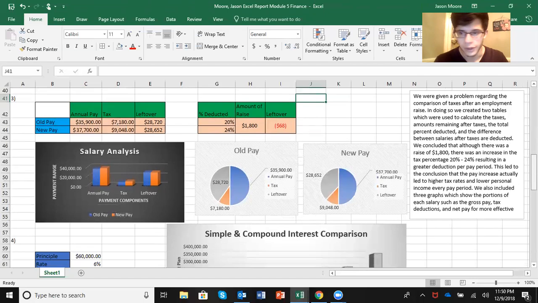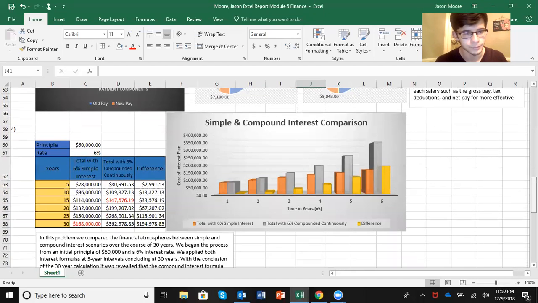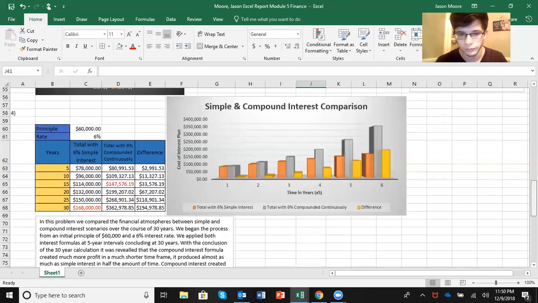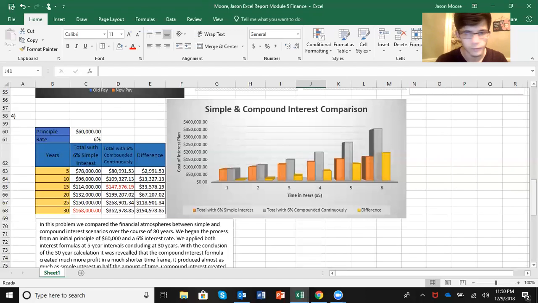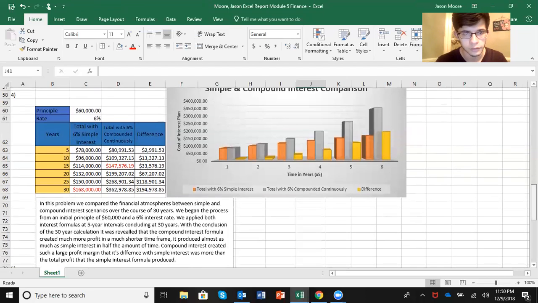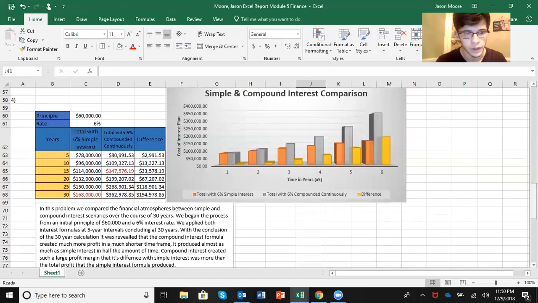Okay, and with that, moving on to number 4. In number 4, we were looking at a comparison between simple and compound interest problems. And with that, we began with a problem involving a $60,000 principal with a rate of 6%. And we're calculating it over a period of 30 years.